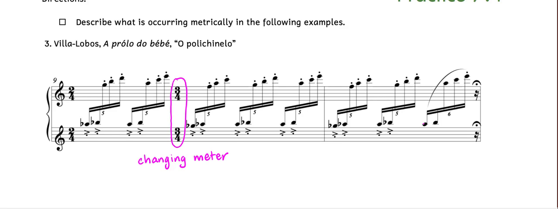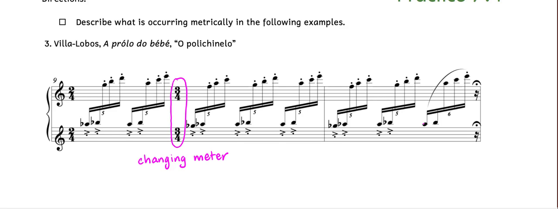All right, that was it. Okay, so for a piece like that, no one's really going to know, like, oh, the time signature changed from 2/4 to 3/4. But we can see on the score that it is a changing meter.